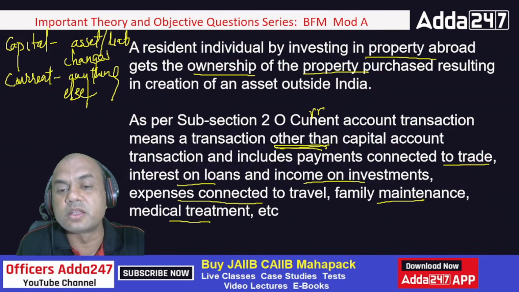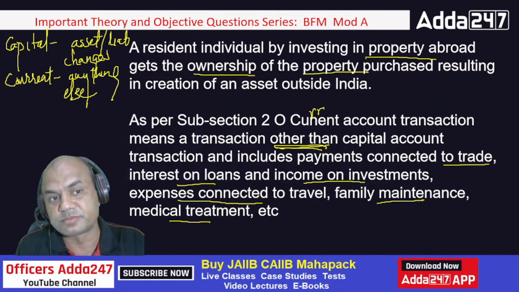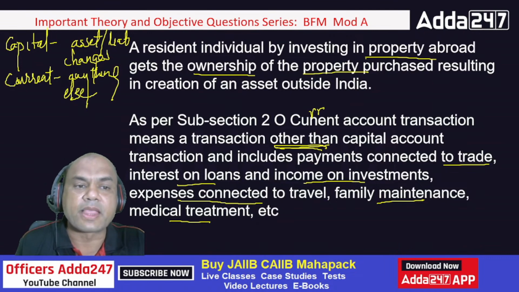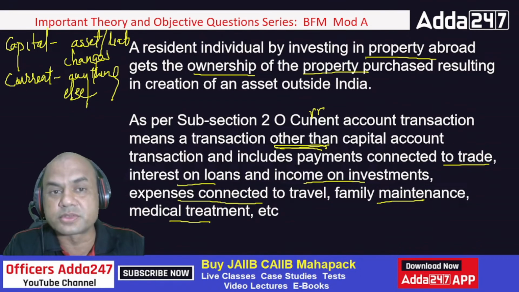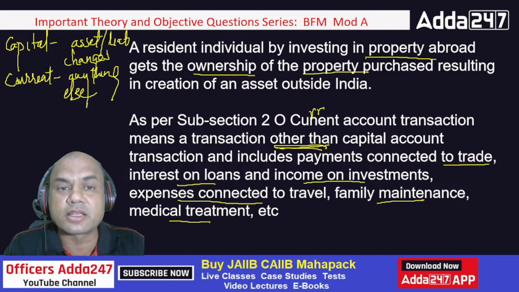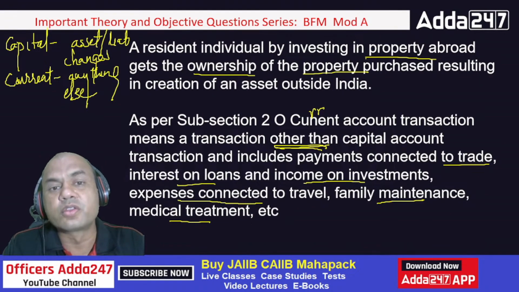So it includes payments connected to trade, interest on loans, income on investments, expenses connected to travel, family maintenance, medical treatment, etc. Means those which are of a short-term nature. Understand? See here, capital means what? In CAIIB you have studied there were two types of incomes, right? One was capital income and second was current income or revenue income. Revenue means current.